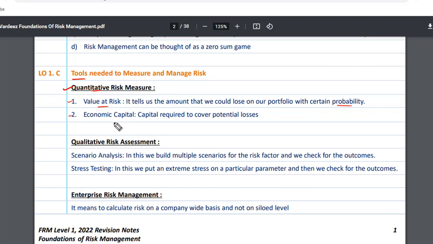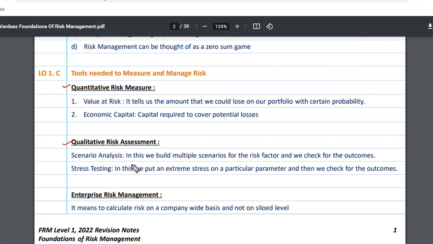The second thing is the economic capital. Economic capital is basically the capital required to cover the potential losses. So for example, if I know that $1 million is my loss, I can keep aside $1 million as a buffer, so that in case anything bad happens on any given day, I can use this economic capital for covering up my losses. So that's what economic capital is.